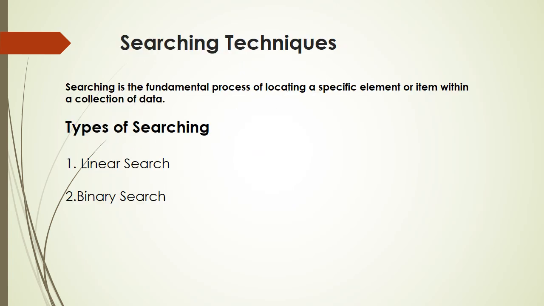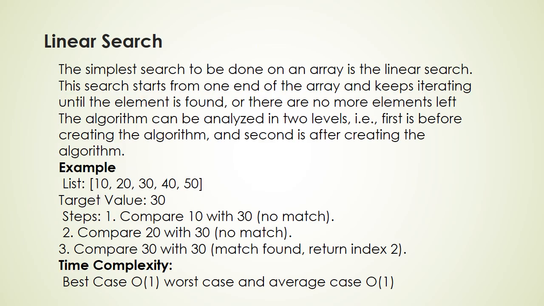One of the applications of the array is searching. Searching is the fundamental process of locating a specific element or item within a collection of data. There are two types of searching we have to learn. First one, linear search, and the second one, binary search. Now we understand how linear search works.